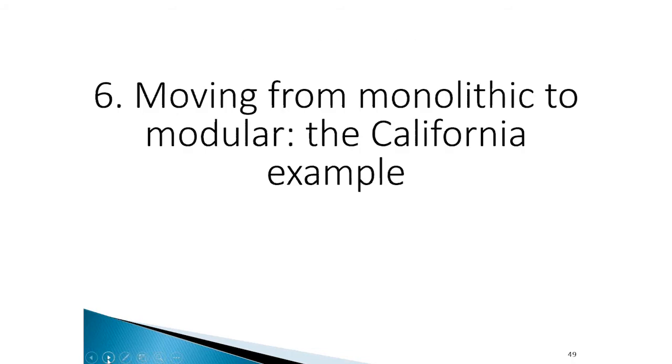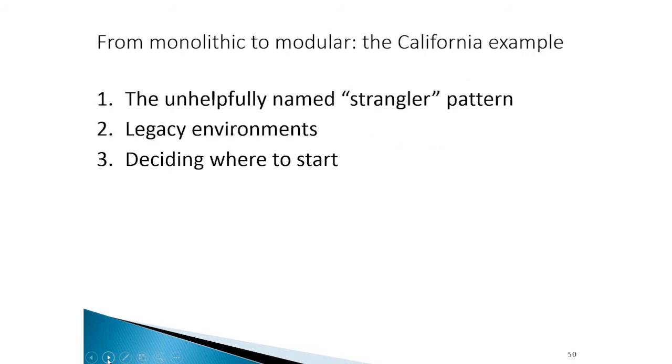Moving on to section 6. I'll talk a little bit about how to move from a legacy monolithic child welfare system to a modular CCWIS system, and I'll use my work with California State as an example here. So there are 3 parts to this section. There's the unhelpfully named strangler pattern, which comes from an industry term. I'll talk a little bit about legacy environments, and then finally I'll talk about how you might decide where to start if you're embarking on moving from a monolithic legacy system to a modular CCWIS system.